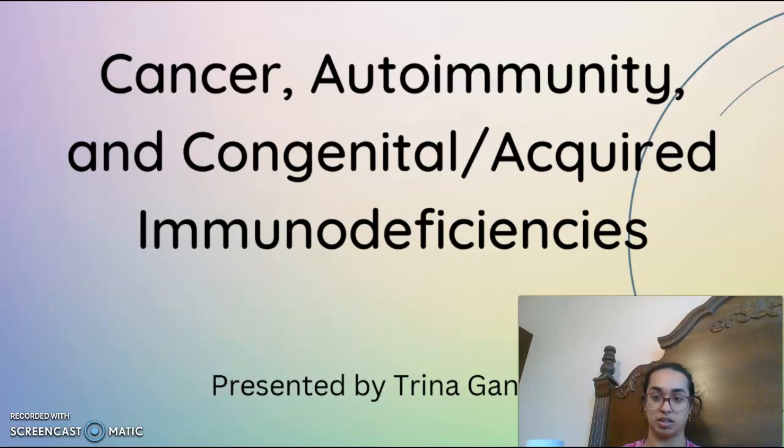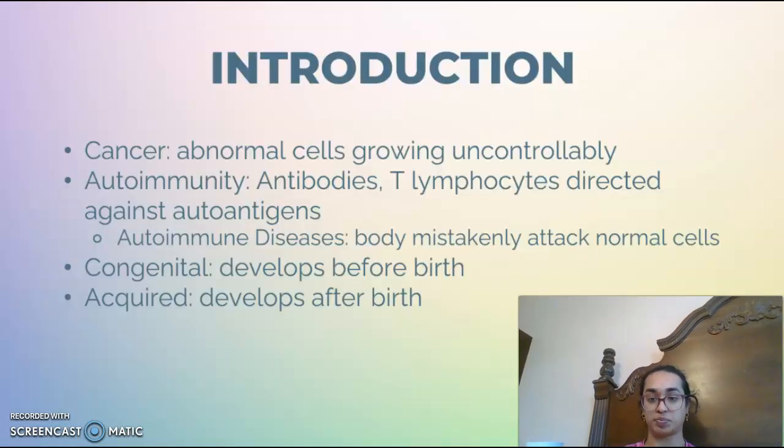Today I'll be discussing the key characteristics and the modes of action for cancer, autoimmunity, and congenital and acquired immunodeficiencies. To begin with, cancer is a disease in which some of the body's cells grow uncontrollably and spread to other parts of the body. These cells are abnormal cells which divide without control and can invade any nearby tissues.